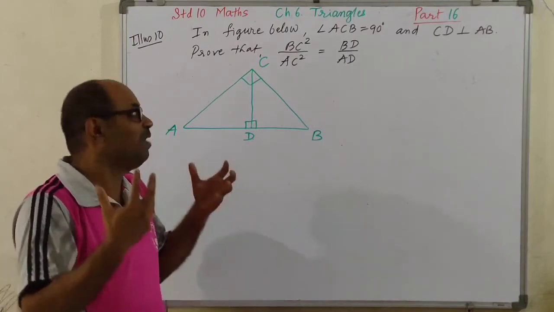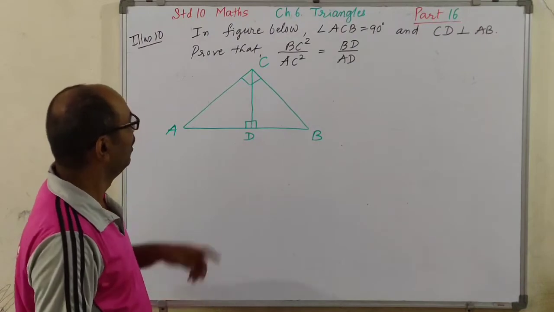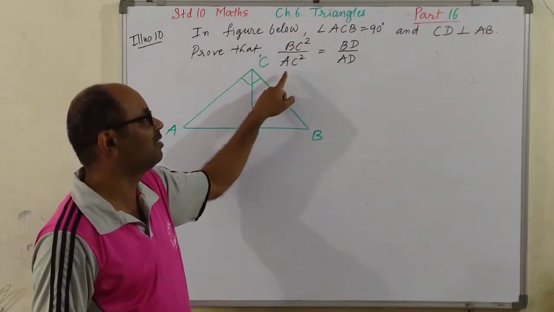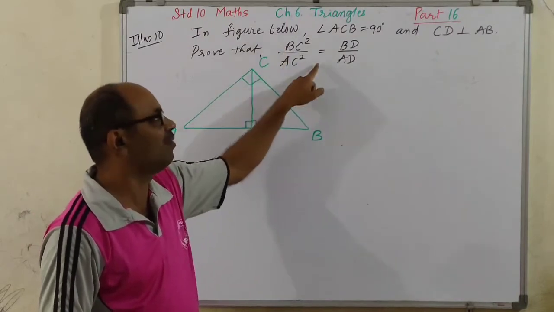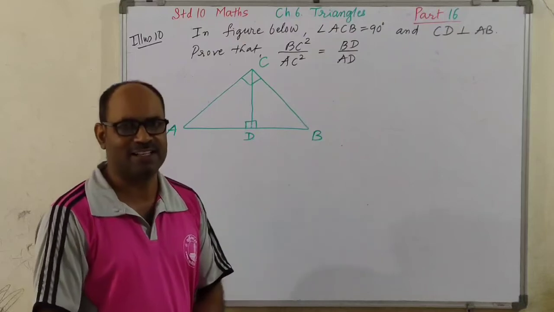Pythagoras also applies here, so you get plenty of results from this situation. Correct? Okay. What do you have to prove? Yes, BC square upon AC square is equal to BD upon AD. It is very simple if you know the results.